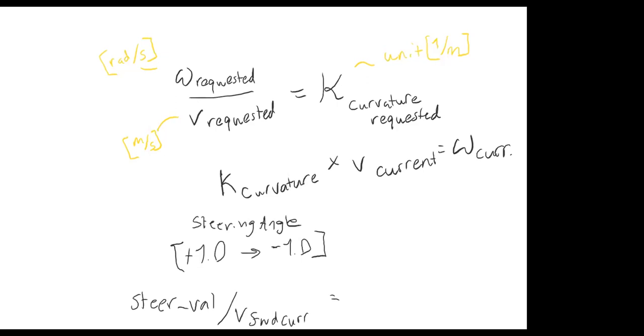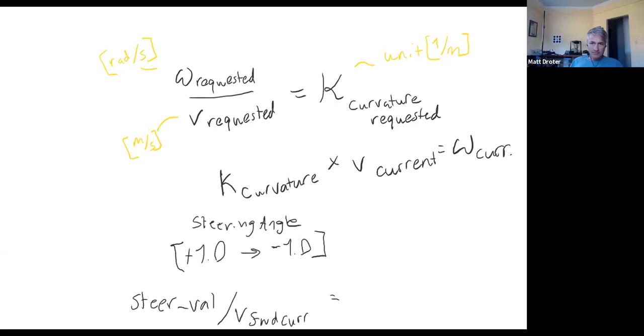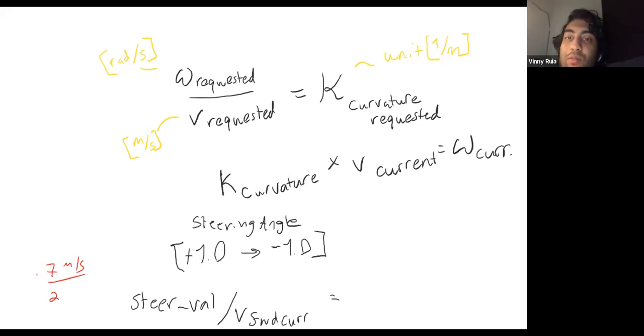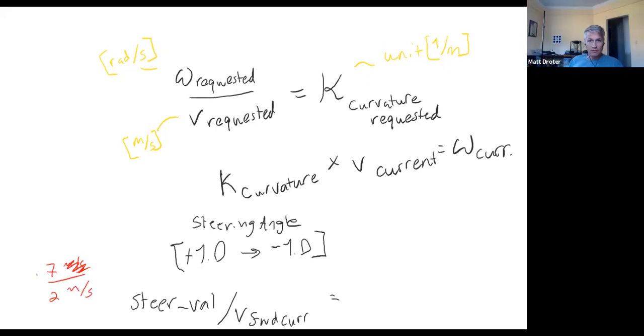This is where it gets fuzzy. So if we were at 0.7 of our steer range and we're going 2 meters per second, we'd just be 0.7 divided by 2. Wait, 0.7 of your steer range divided by a forward velocity of 2 meters per second, just as an example. Right.